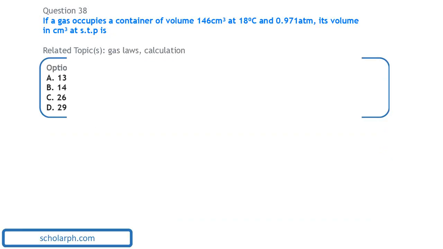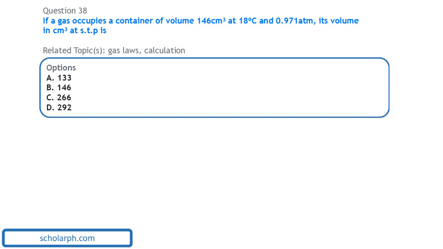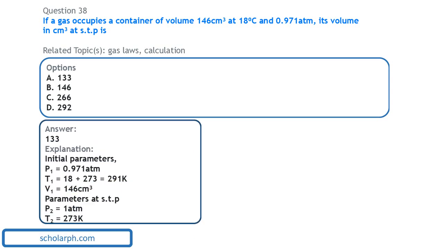We have a question on gas laws. If a gas occupies a container of volume 146 cm³ at 18 degrees Celsius and 0.971 atm, its volume in cm³ at STP is... So this is a question involving volume, temperature, and pressure. We will be using the general gas law here.